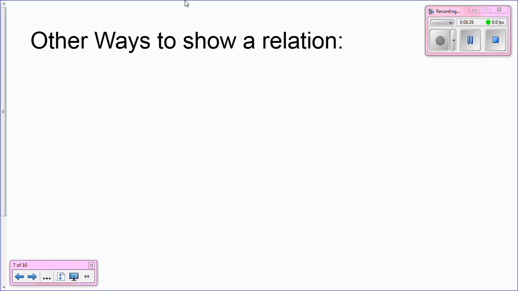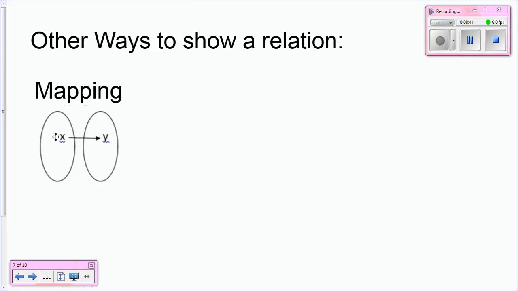Okay. Other ways we can show a relation. A relation is a set of ordered pairs, but like I said, there's multiple different representations for ordered pairs. We can use mapping, which basically just takes your x's, puts them in one bubble, your y's in another bubble, and we use arrows to show what's matching. You can tell if something's a function from mapping if your x's are going to have 2 different arrows coming out of them, because that means they're matched with 2 different y's. But if every x only has 1 arrow coming out of it, it's only matched with 1 y. So that's how you can tell if it's a function or not from mapping.